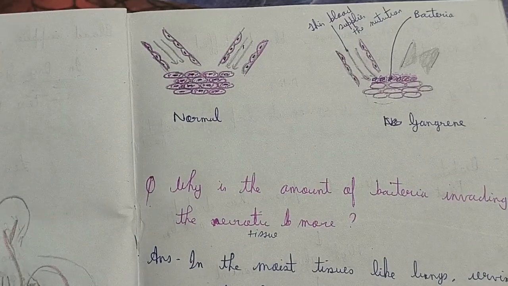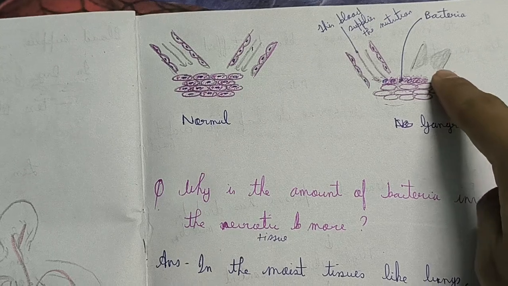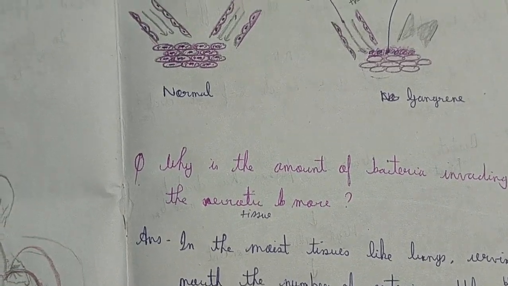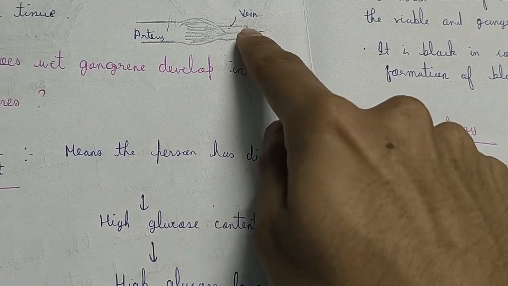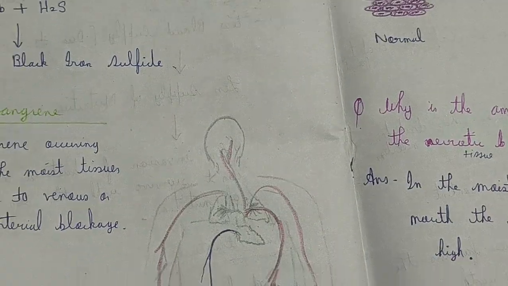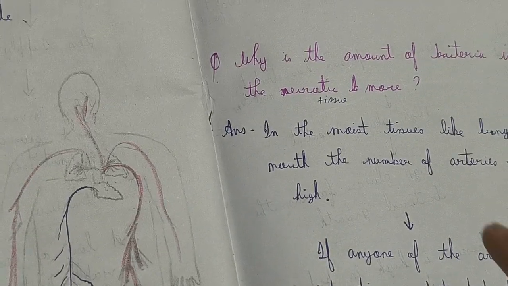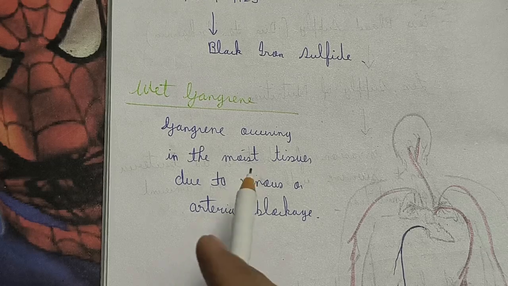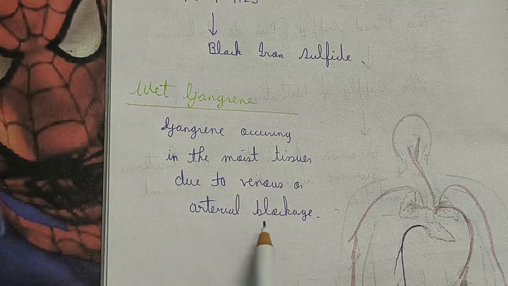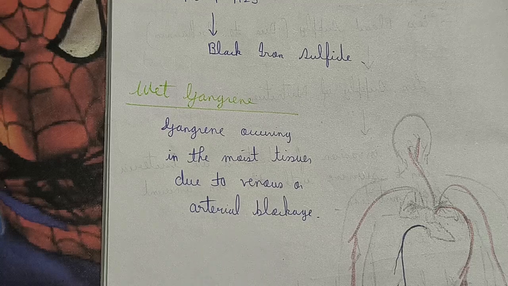So friends, as you can see here, due to blockage in the artery and also due to blockage in the vein, wet gangrene occurs, and it occurs in moist tissue like lungs, cervix. So therefore I have written that gangrene occurring in the moist tissues due to venous or arterial blockage is known as wet gangrene.